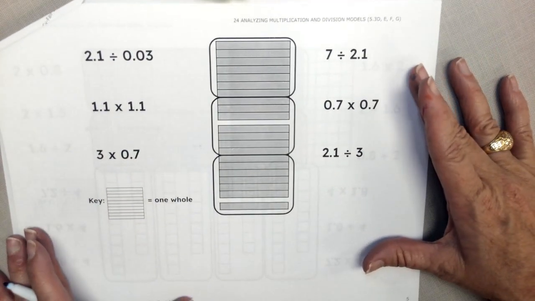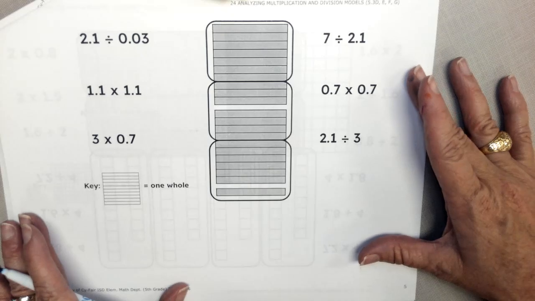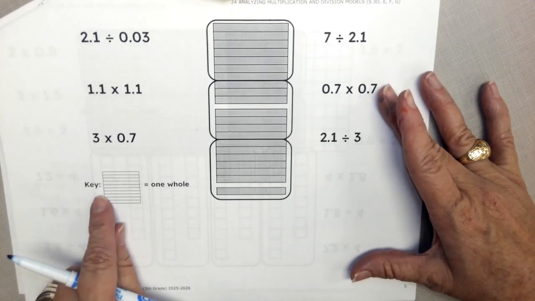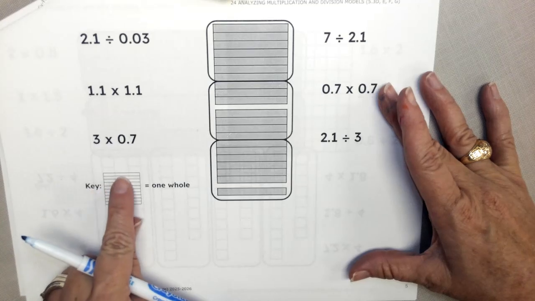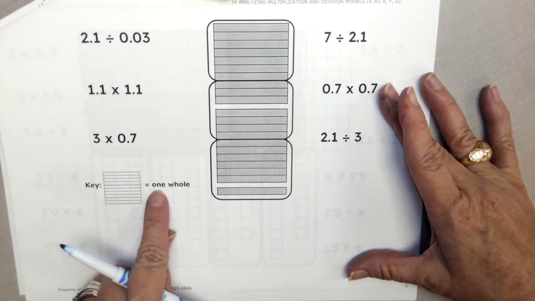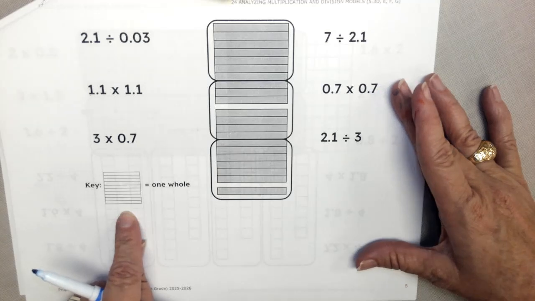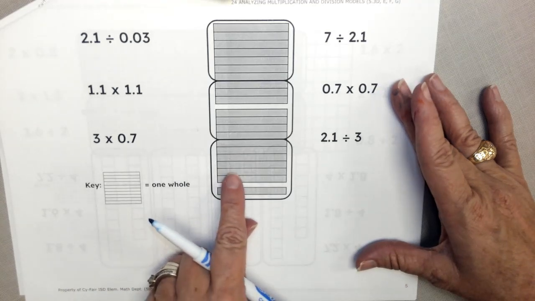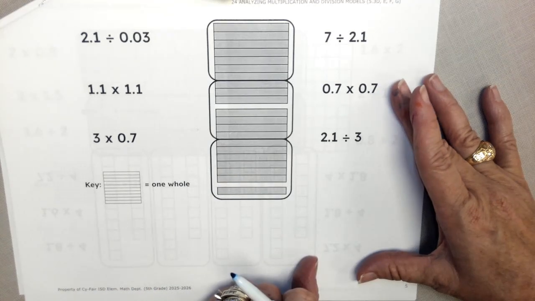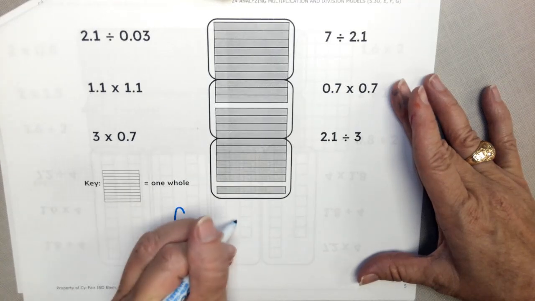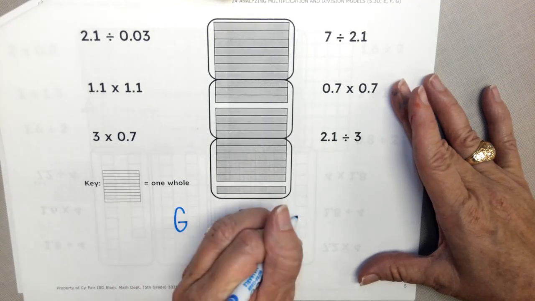If you're still watching this video, then you must need a little bit of guidance on this one. So again, I start by looking at my model. The key tells me that this model represents one whole, and this model has 10 equal pieces, which means each one of these is worth 1/10. So I'm going to start by labeling G, E, T.